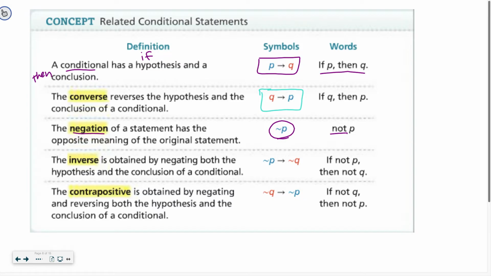That's all it means. The inverse is when you keep the same order as the conditional. So we started with that P statement, ended with the Q statement, but you turn both of them into their opposites, their negations. And the contrapositive, if you look here, it's when you flip the order, so you start with Q, end with P, and they're both negated again. So if not Q, then not P, is how you would read the contrapositive out loud.